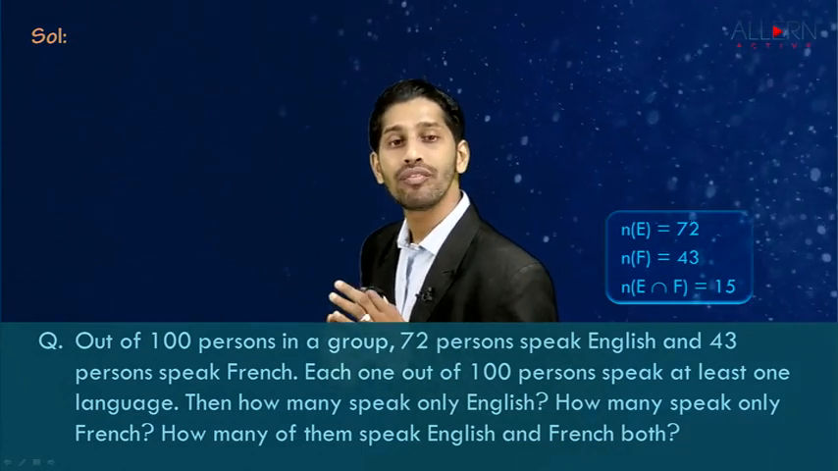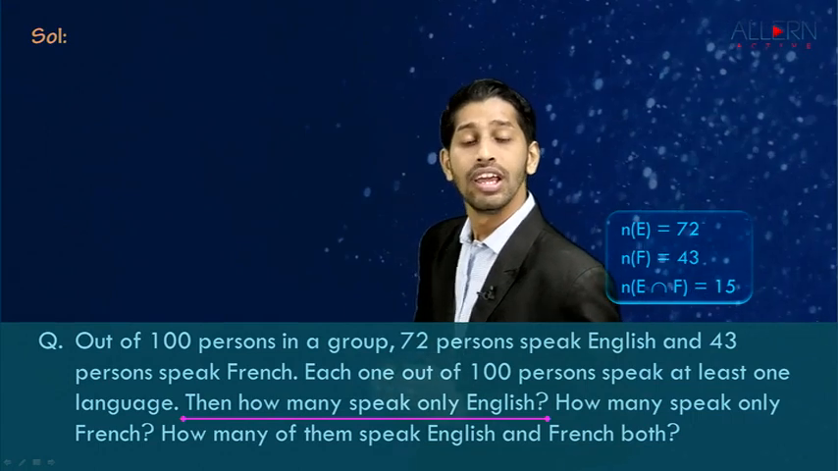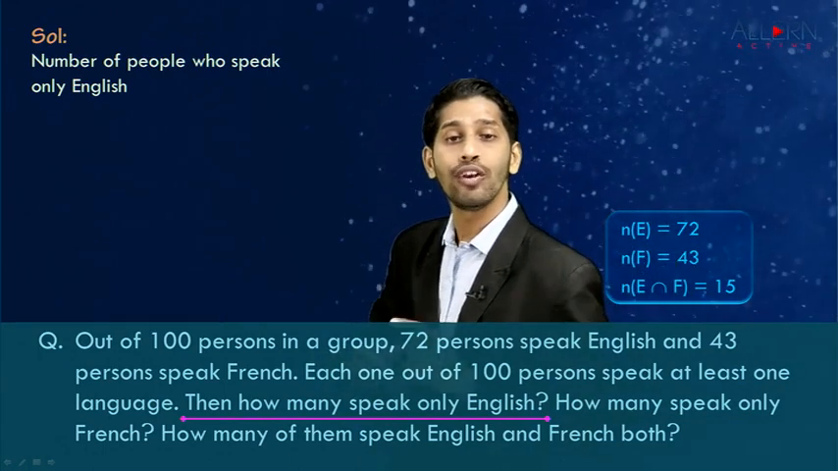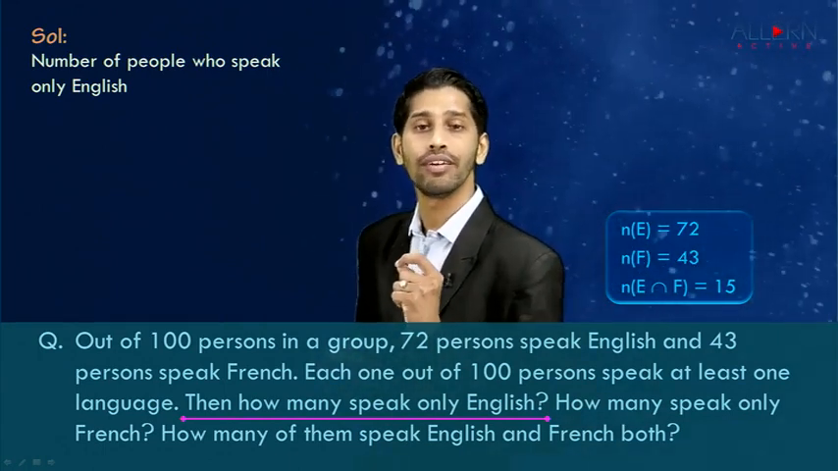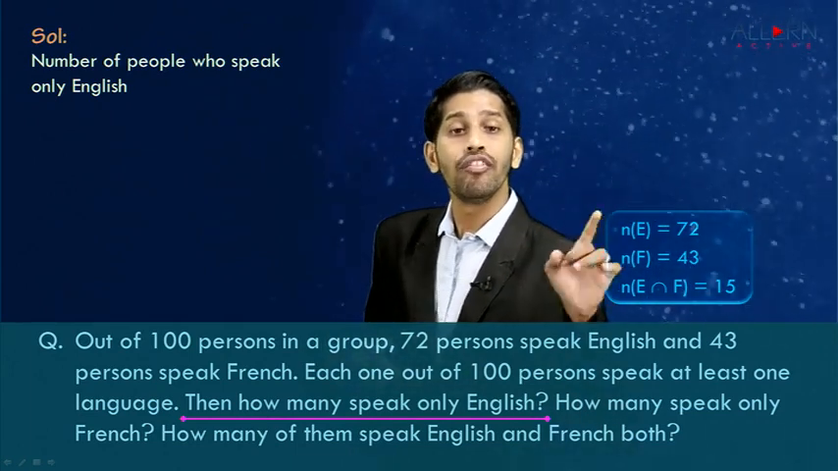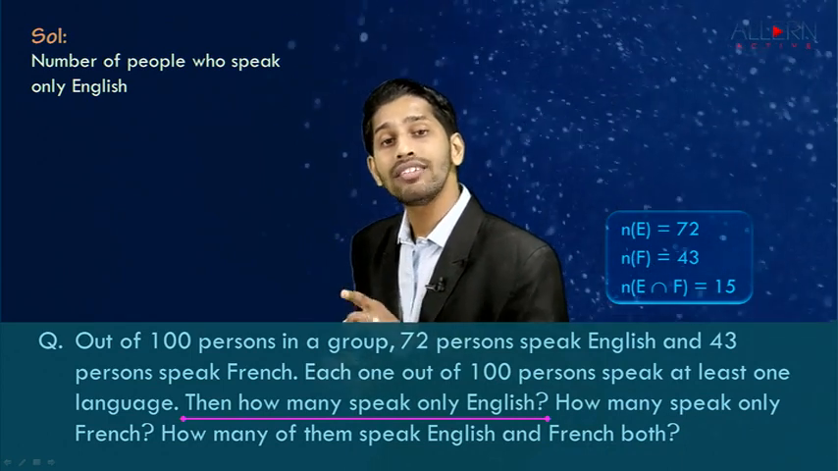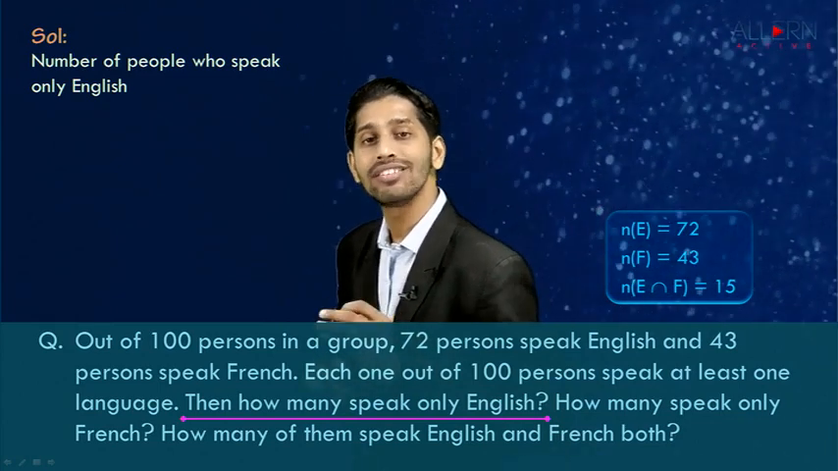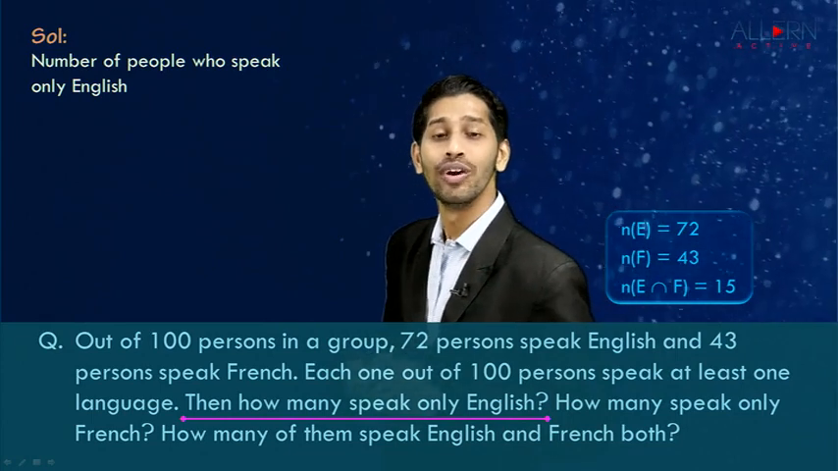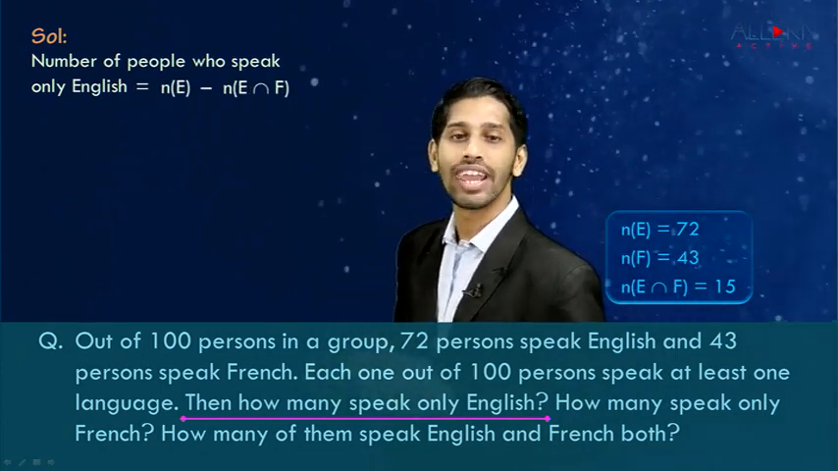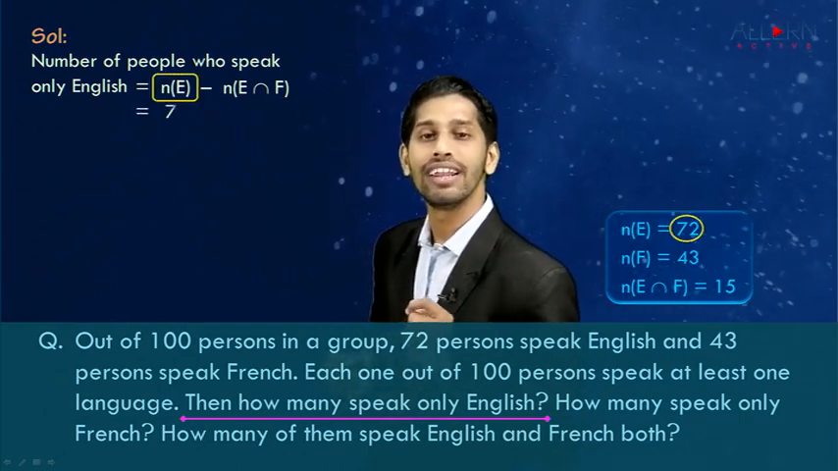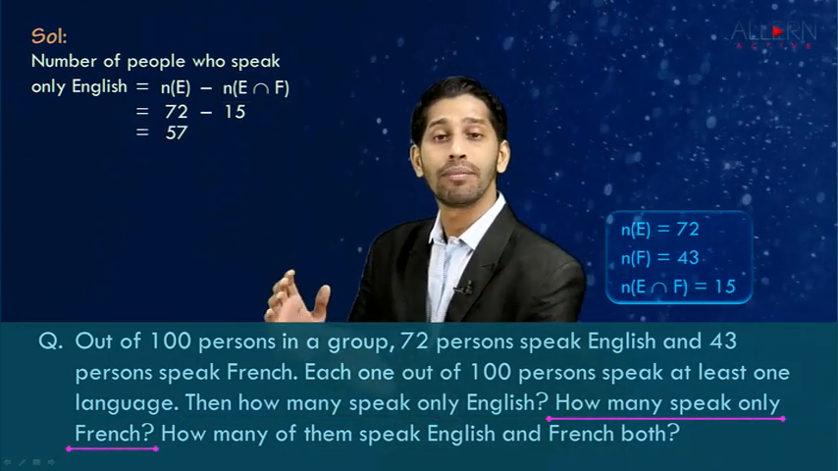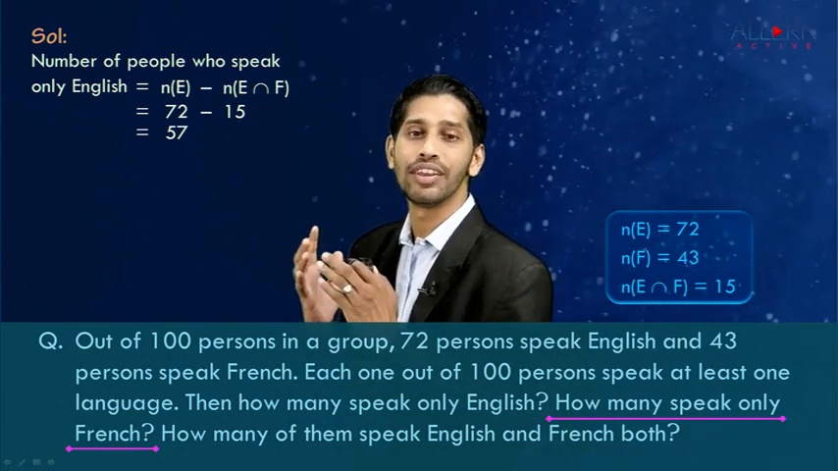So we have three values, n of E, n of F and n of E intersection F. Now we need to find how many speak only English. If you observe, n of E is 72, that means the number of persons who speak English is 72. But from this 72, 15 are those persons who speak French along with English. That means if we want to find the number of persons who speak only English, we'll have to subtract this 15 from 72, that is n of E minus n of E intersection F, that is 72 minus 15, and 72 minus 15 gives us 57. That means the number of persons who speak only English is 57.